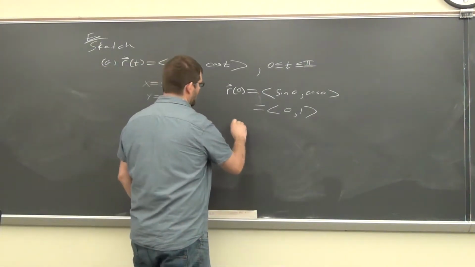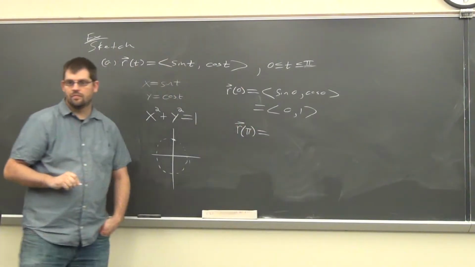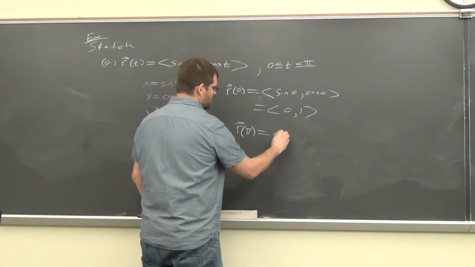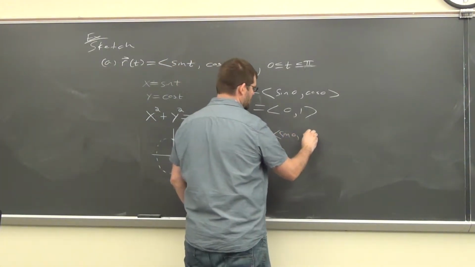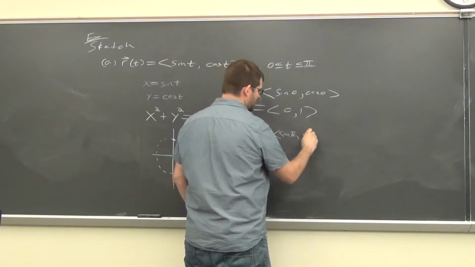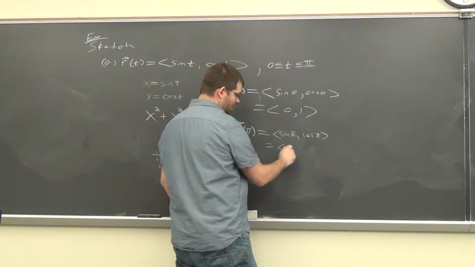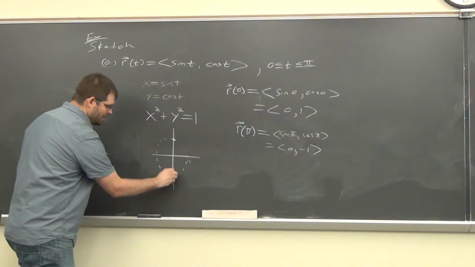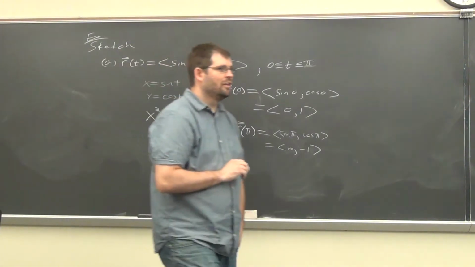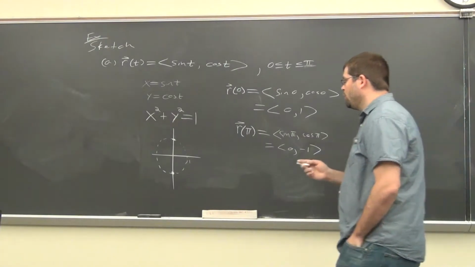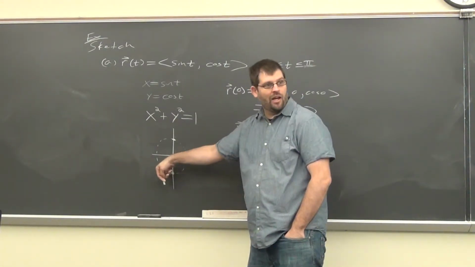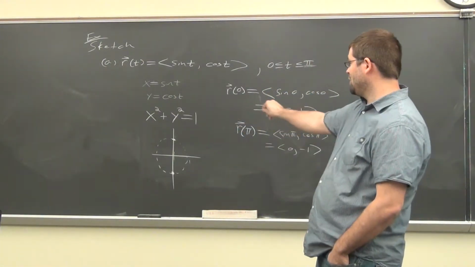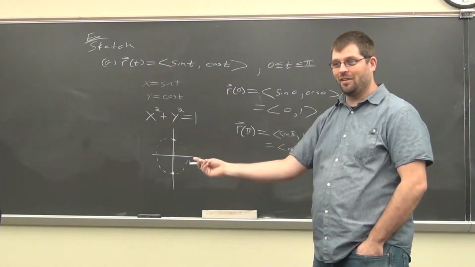What's r of pi? 0, negative 1. Yeah. Sine of pi, cosine of pi. So sine of pi is also 0, cosine of pi is negative 1, so we're down here, right? So we started up here and we ended up down here. So how did we get there? Did we go this way? Did we go that way? Did we wrap around a couple times and end up back there? Okay, so like this. Well, that's correct, but how do you know that?